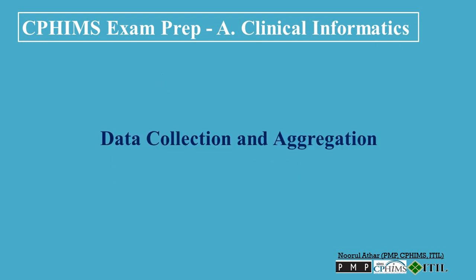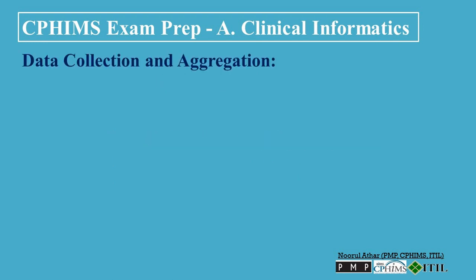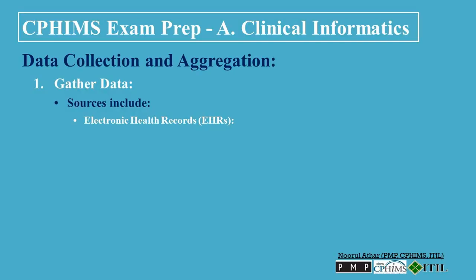Data collection and aggregation. Data collection and aggregation in healthcare involves several crucial steps. 1. Gather data. Sources include electronic health records, EHRs. These are digital versions of patients' paper charts and contain a patient's medical history, diagnoses, medications, treatment plans, immunization dates, allergies, radiology images, and laboratory and test results.